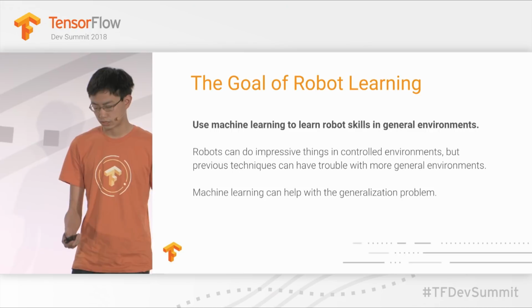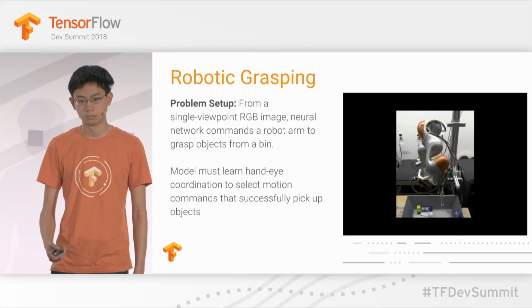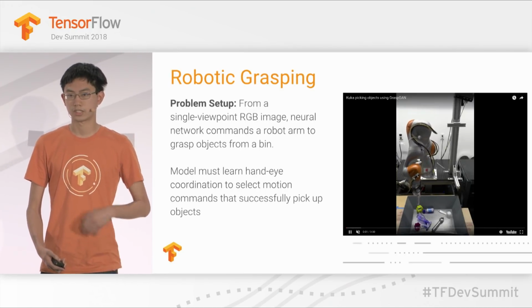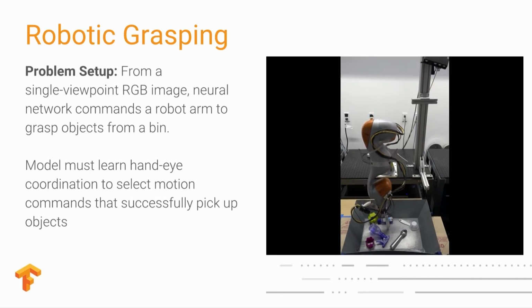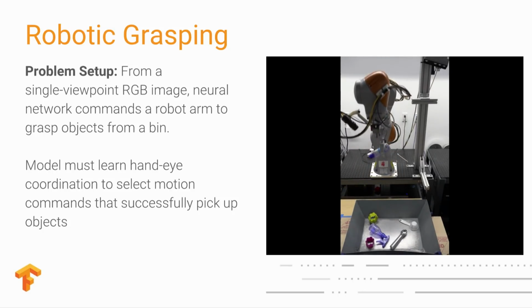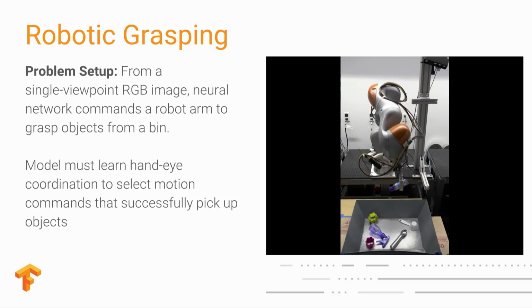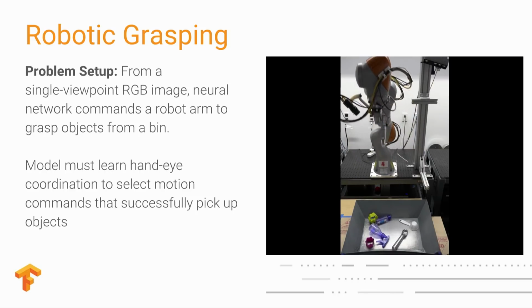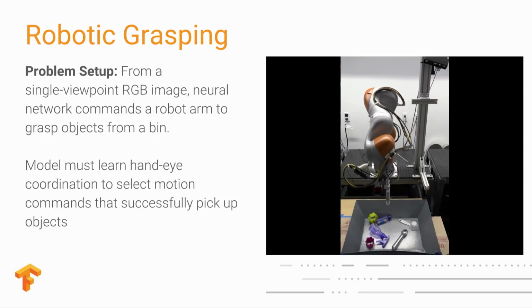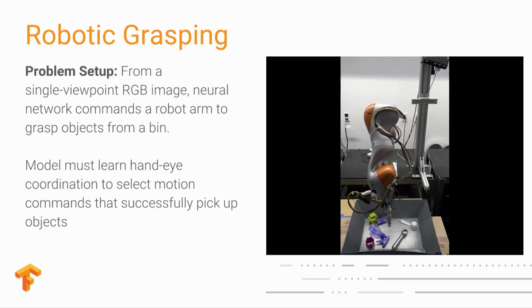So as a step in this direction, we've been looking at the problem of robotic grasping. This is a project that we've been working on in collaboration with some people at X. And to explain our problem setup a bit, we're going to have a real robot arm, which is learning to pick up objects out of a bin. There's going to be a camera looking down over the shoulder of the arm into the bin. And from this RGB image, we're going to train a neural network to learn what commands it should send to the robot to successfully pick up objects.